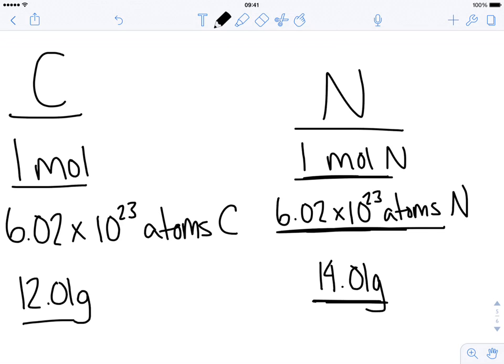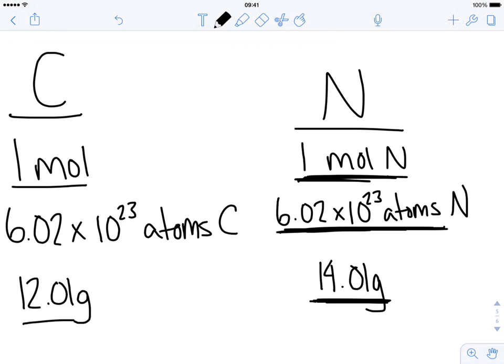So I can't go into a lab and count out 6.02 times 10 to the 23rd atoms of nitrogen, but I can weigh out 14.01 grams of nitrogen. So if I weigh out 14.01 grams of nitrogen, I know that I therefore have 1 mole of nitrogen, and I therefore have 6.02 times 10 to the 23rd atoms of nitrogen. So all 3 of these numbers, moles, atoms, and grams, are related to one another. There's a relationship between all 3.